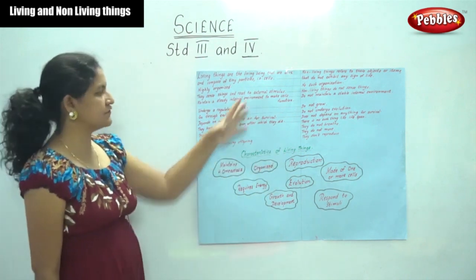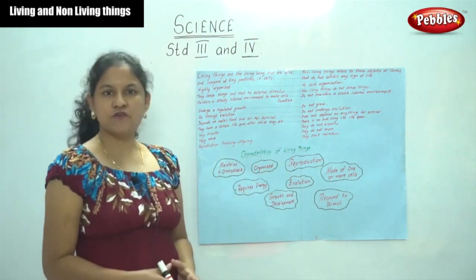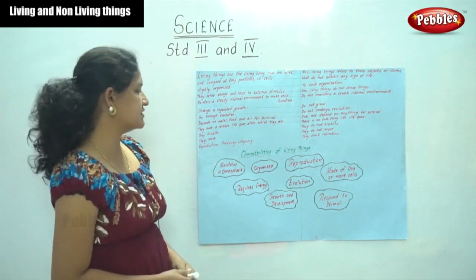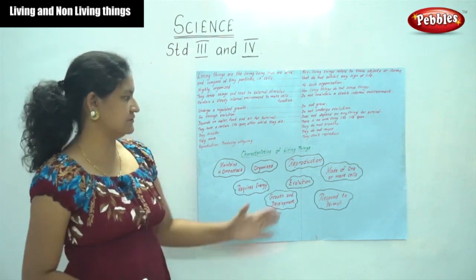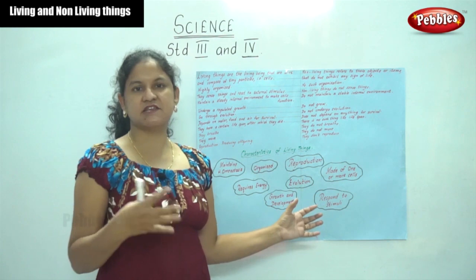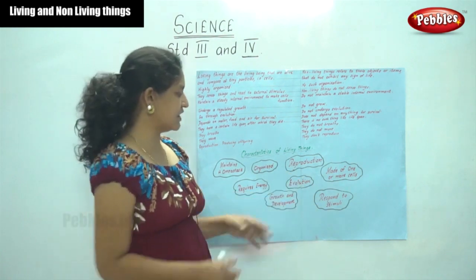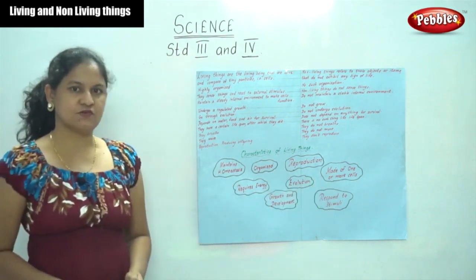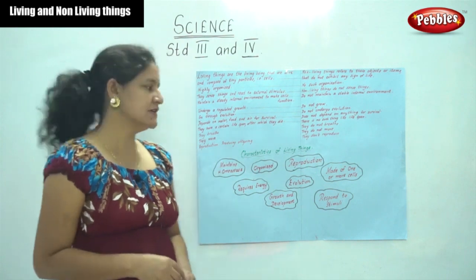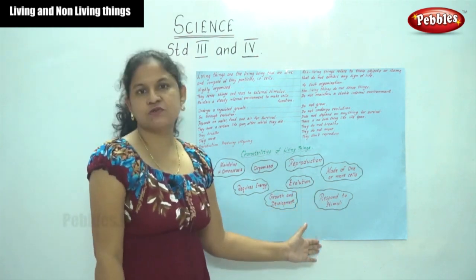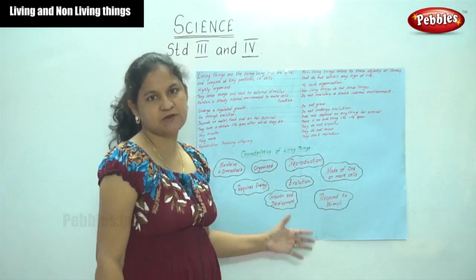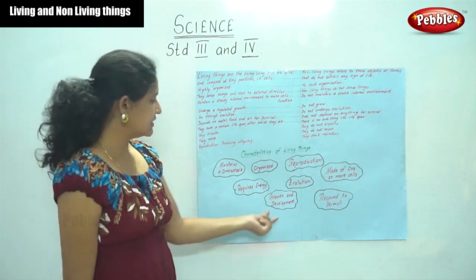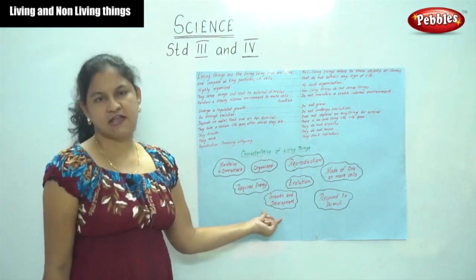The next important part is the characteristics of living things. So the first characteristic is reproduction. They reproduce, that is, give birth to babies or lay eggs. Next is, they are made up of one or more cells. They respond to stimuli, that is, they sense danger and respond to stimuli. Evolution, they have evolution.